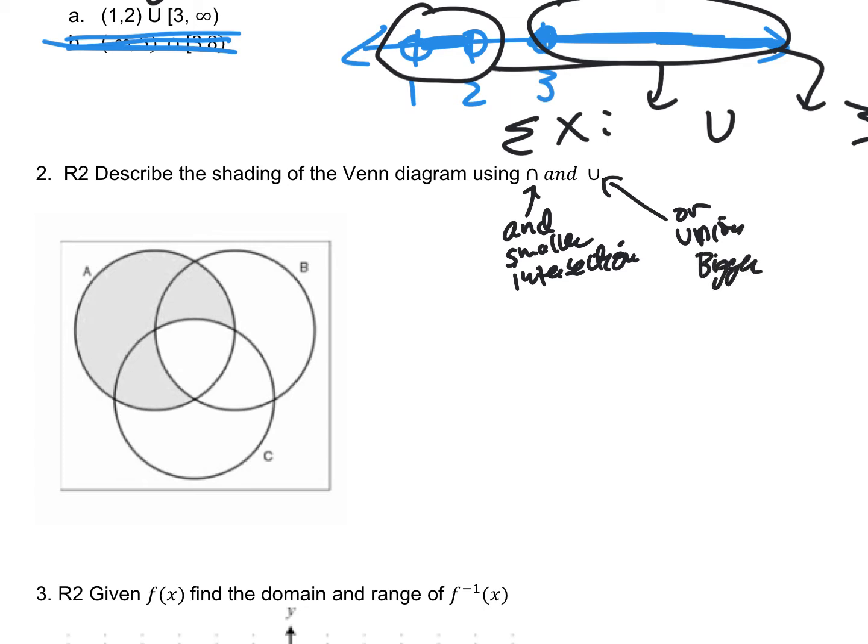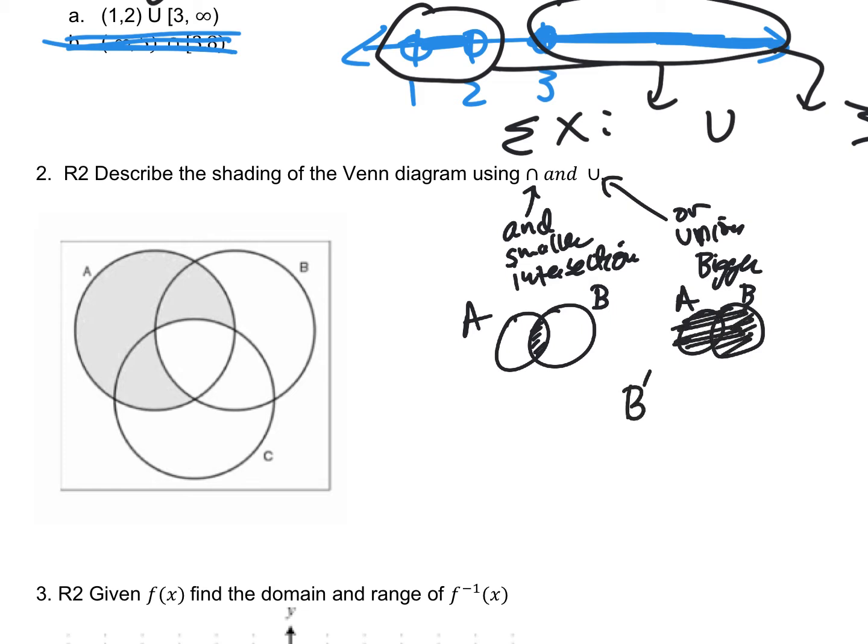So if I said, like, this one, if it was just A and B, intersect would mean this part. If it was just A and B, oops, got to make them overlap at least. And if it's union, that would mean all of this. The last one that you might want to know is if it does that, that means not. So not B. It's called the complement of B.